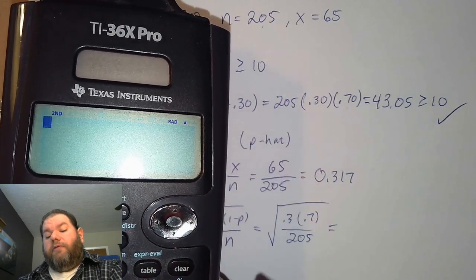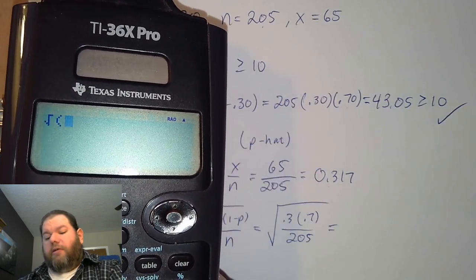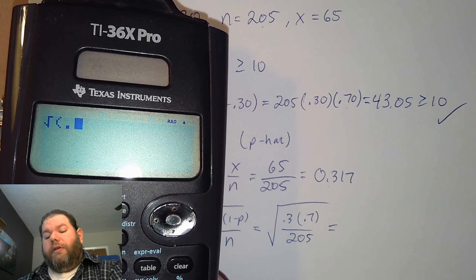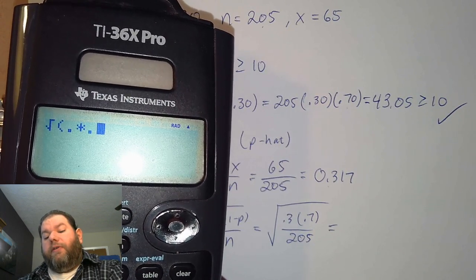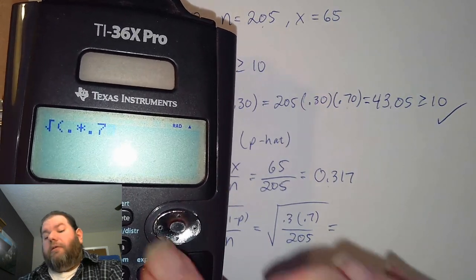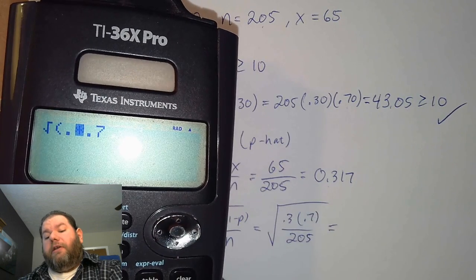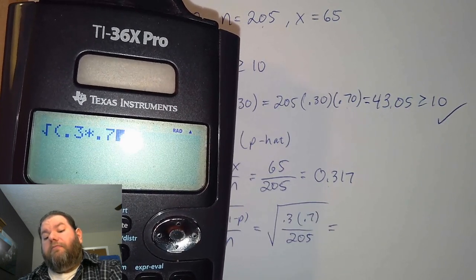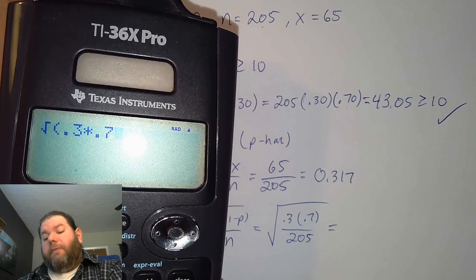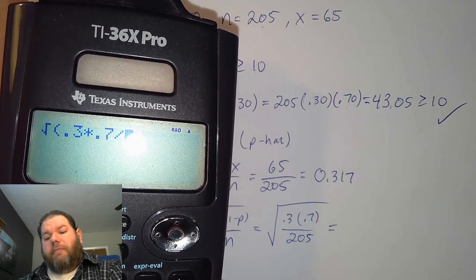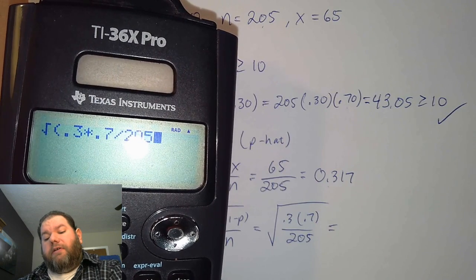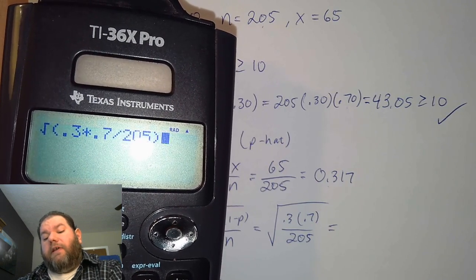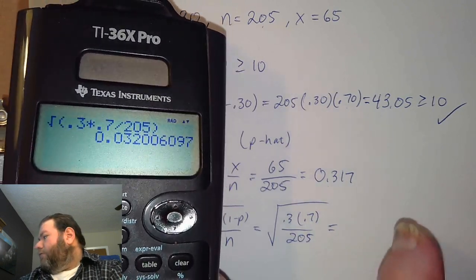So we have square root 0.3 times 0.7. Back up a bit there. Didn't hit the 3 hard enough. There we go. That's why I keep looking over at the screen so I can see it better. 205, close parentheses, enter.